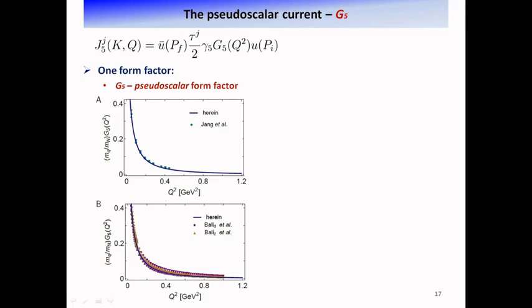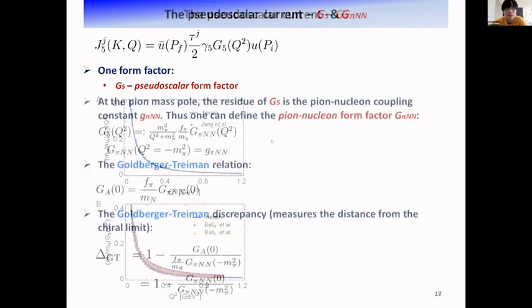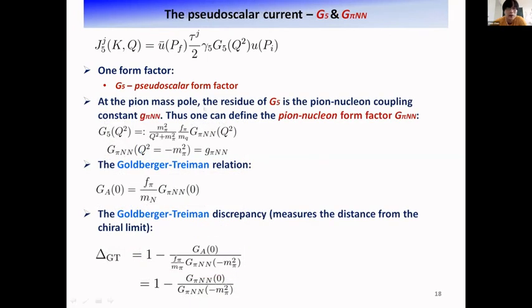Okay, thank you. And here, we compare this factor times G5 because we want to eliminate the influence of the difference of mq, the current quark mass, and the nucleon's mass. At the pion mass pole, the residue of G5 is the pion-nucleon coupling constant, G pi N.